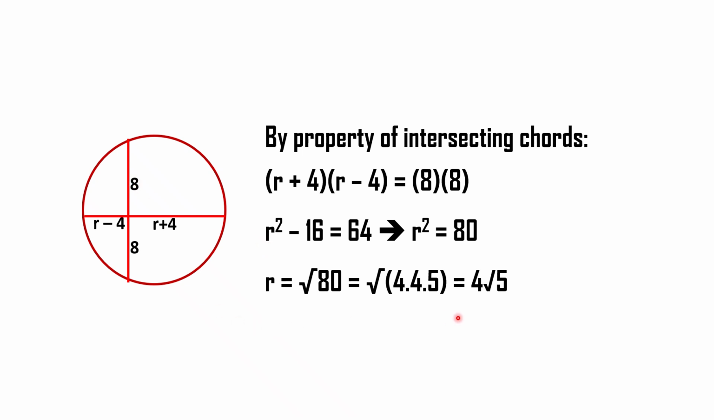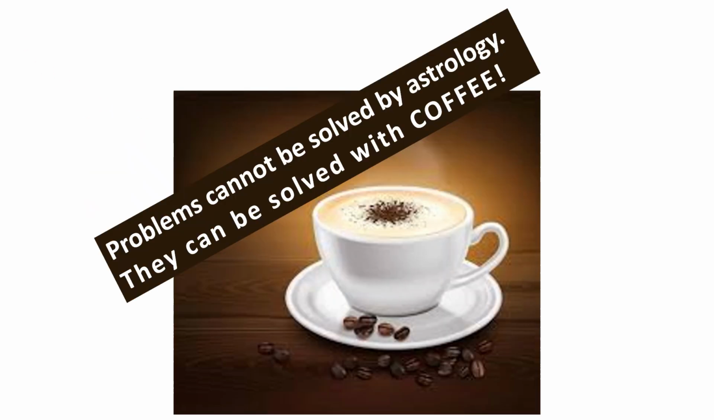So the value of r, the radius, calculated in either of the methods would be 4 root 5 units. Was that interesting? If you have any other method, we would love to learn from you.